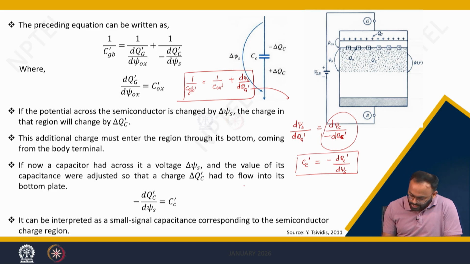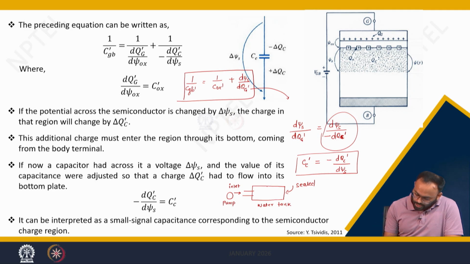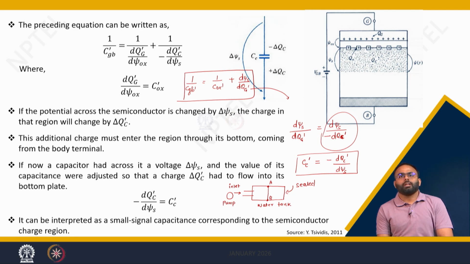To understand this, let us take an analogy. You have a water tank which is sealed at this side, and this is the water tank. This is the inlet of the water tank, and this inlet of water is associated with a pump. What we'll do, we will connect a rubber membrane here between point A and B. This is an elastic membrane connected between A and B.